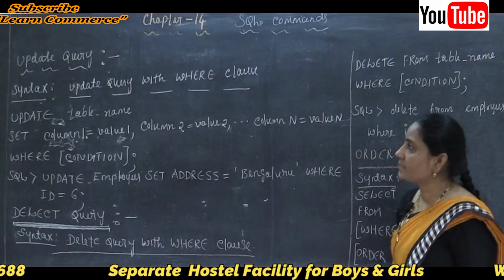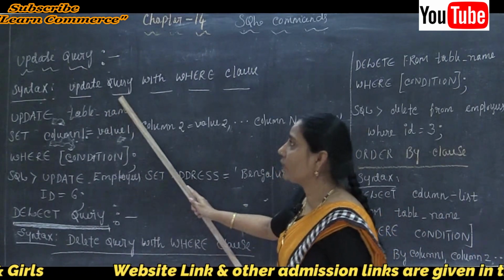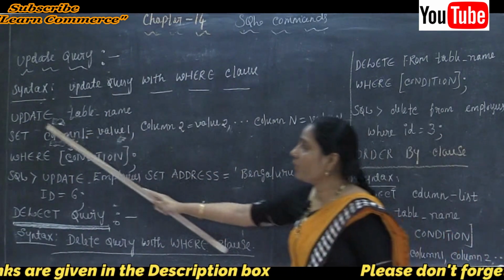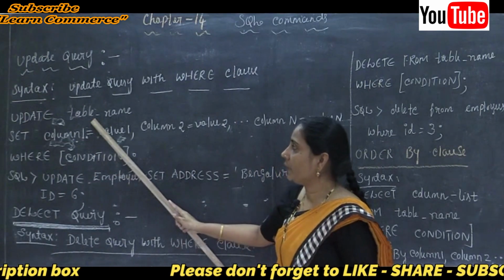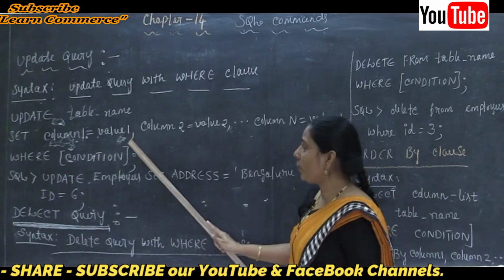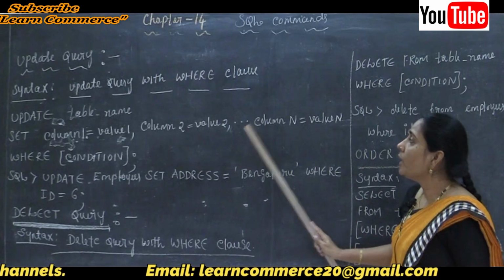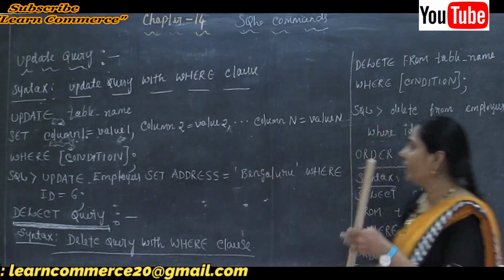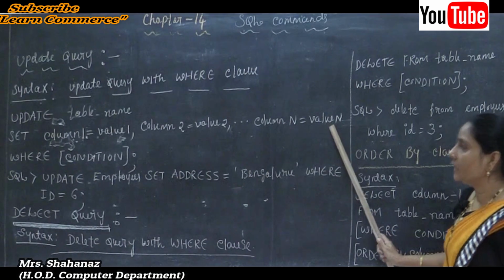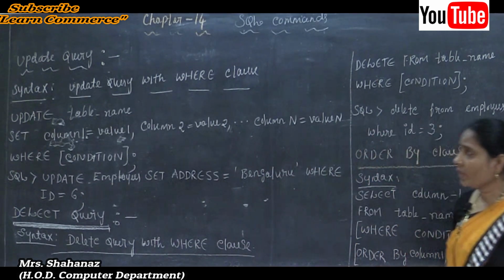Now let's look at the syntax of the update query. The basic syntax of the update query with the where clause is: UPDATE table_name SET column1 = value1, column2 = value2, and if many columns are there, we continue in the same way up to the last column, columnN = valueN, WHERE condition. So this is the syntax of our update query.